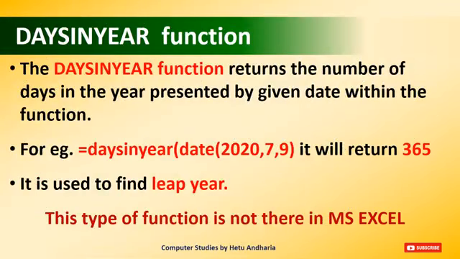Now the function is days in year. Now this function is not present in MS Excel. Now what does this function do? It returns the number of days in the year presented by a given date within the function. Now the usage of this function is to find whether a year is a leap year or not. The syntax is equal to days in a year, and then you have to type a valid date inside that bracket.